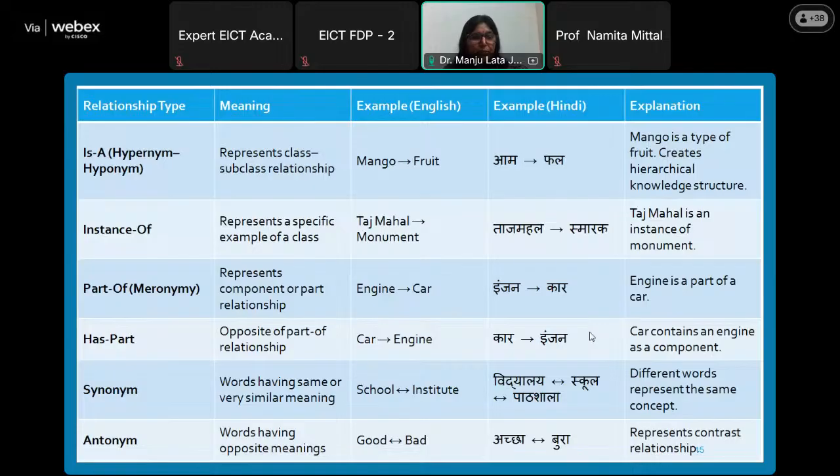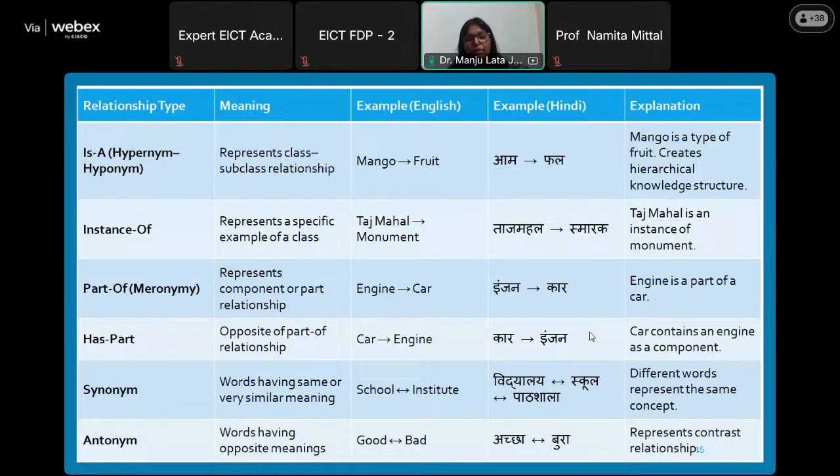You can visualize this relationship as a specialization kind of thing. For example, if I take an example of Hindi, Phal is a category or a class, and there can be multiple instances of that: Kela, Seb, Amrud, any other instances can be there. Similarly, for English as well, fruit is a class, then mango, banana, other fruits can be instances of this.